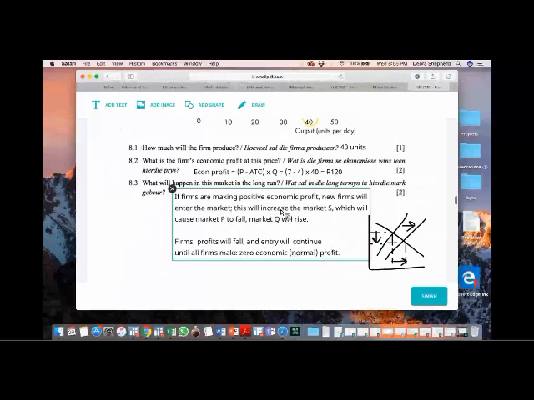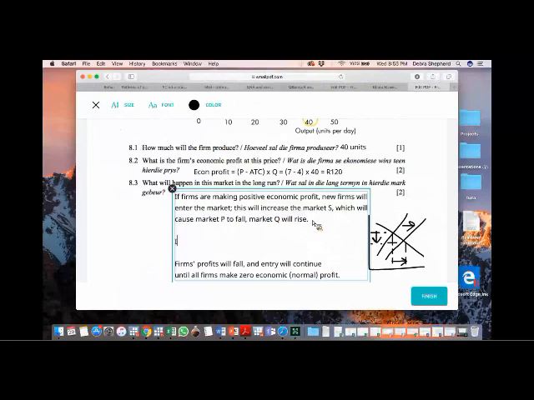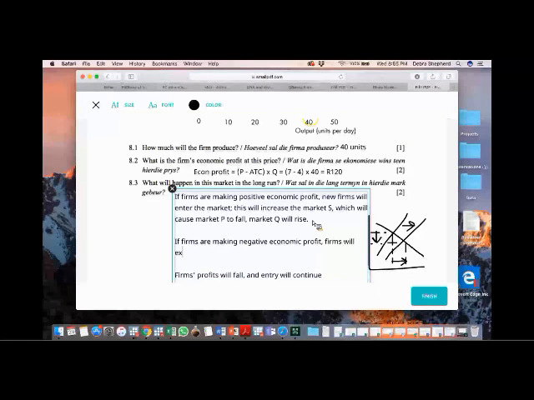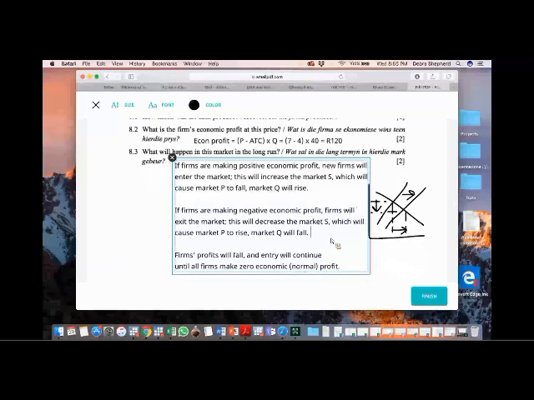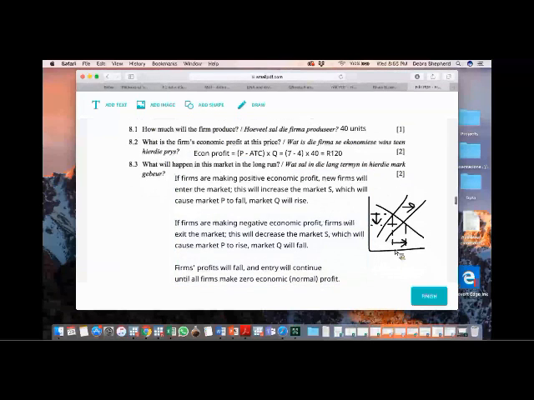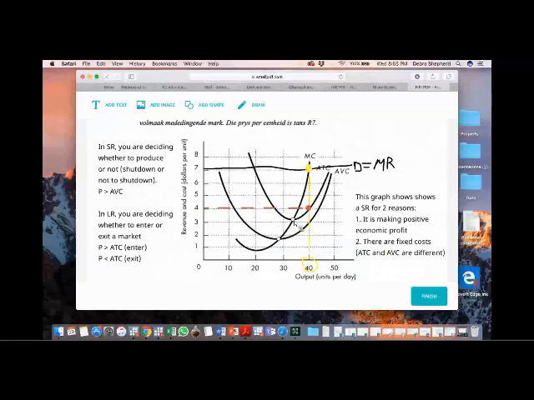If the opposite was true, if firms are making negative economic profit, firms will exit the market. And if firms exit the market, this will decrease the market supply, which will cause market price to rise and market quantity will fall. And if market prices are rising because firms are exiting, if you so happen to be one of the firms that stay in the market, then your price will rise, and that means your economic loss will get smaller.